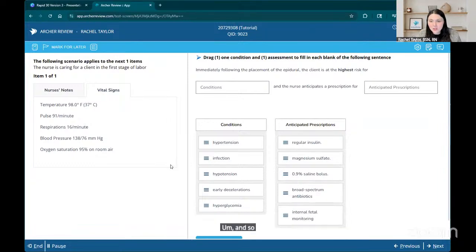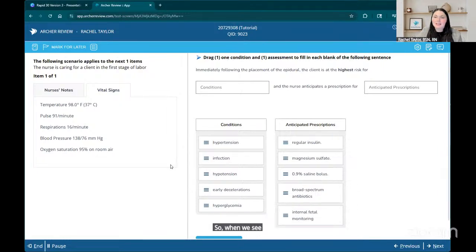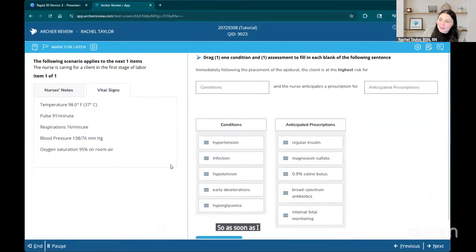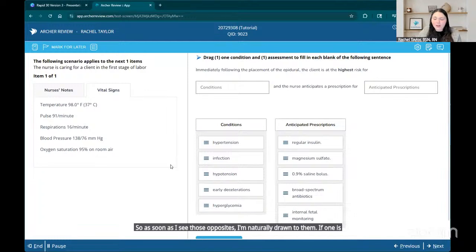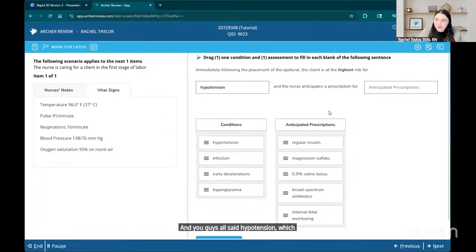And so I want to make sure that you know how to use them and that you're able to apply them. So when we see opposites, opposites don't attract unless it's real life. And sometimes they do, right? Like with people. But hypotension and hypertension are opposites. So as soon as I see those opposites, I'm naturally drawn to them if one is likely correct and one is likely incorrect. And you guys all said hypotension, which falls under that testing strategy.